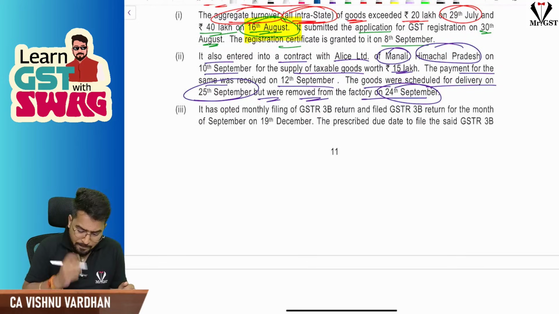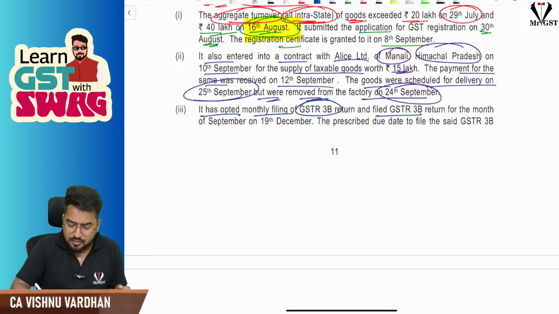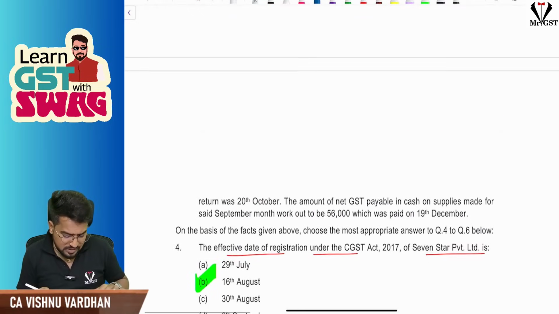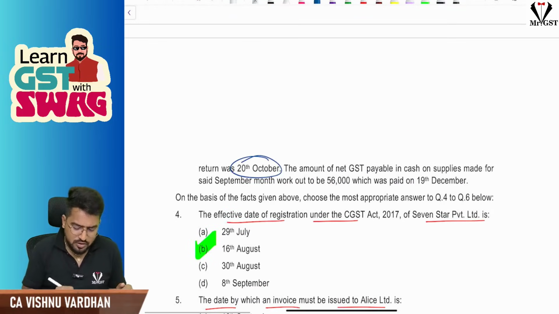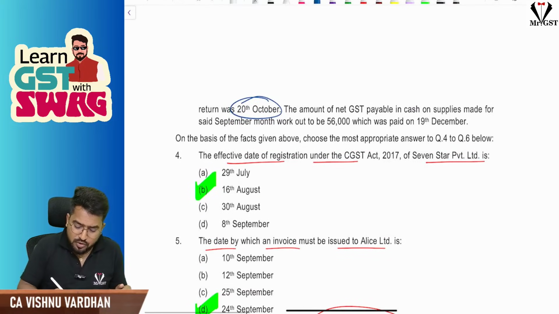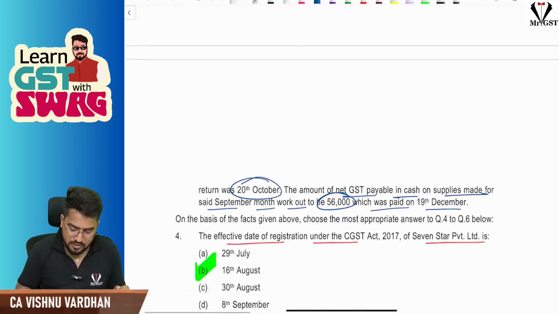Next, it has opted for monthly filing of GSTR 3B, and filed GSTR 3B for the month of September on 19th December. For the month of September, 20th October is the due date. So the prescribed due date to file the said GSTR 3B is 20th October, we know that. The amount of net GST payable in cash on supplies made for September month works out to be 56,000, which was paid on 19th December. Yes. So on 19th December.